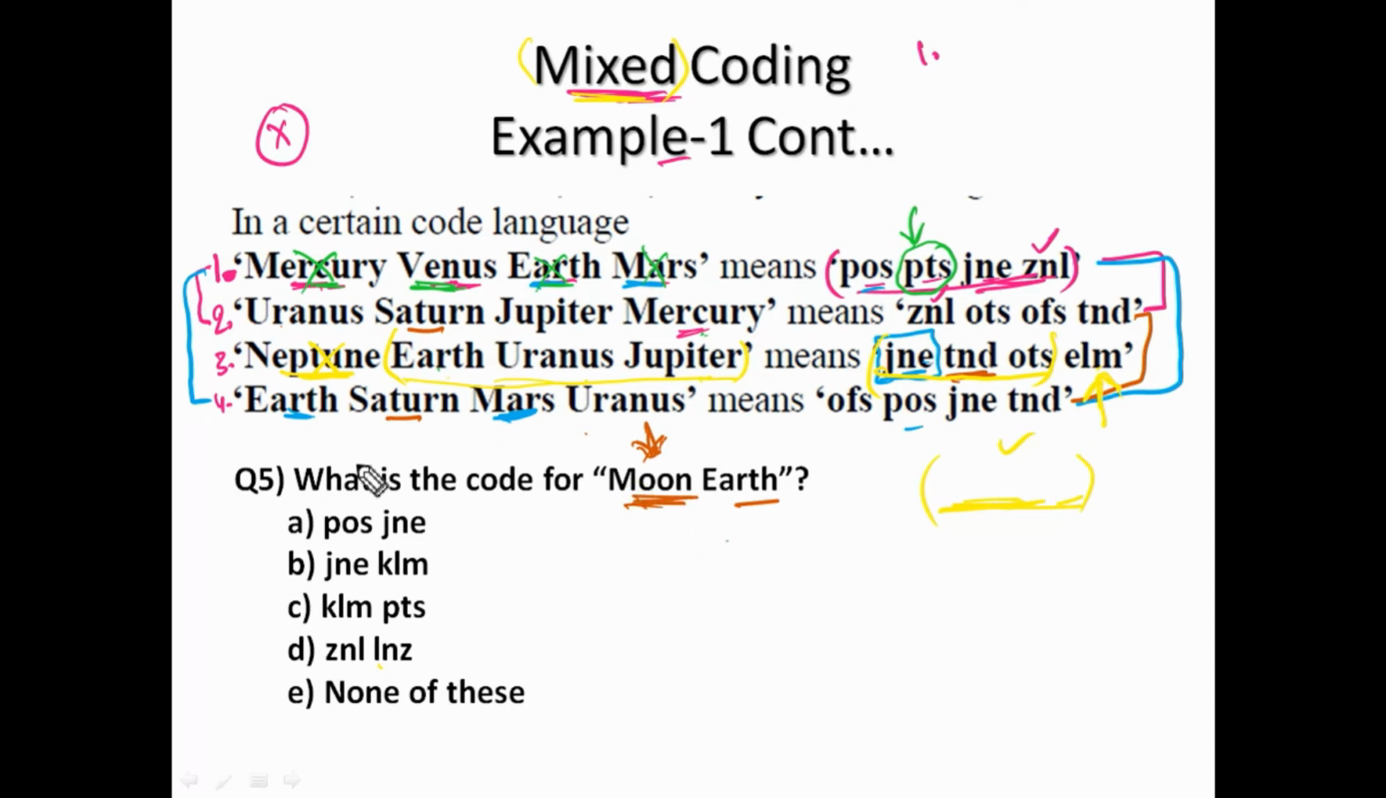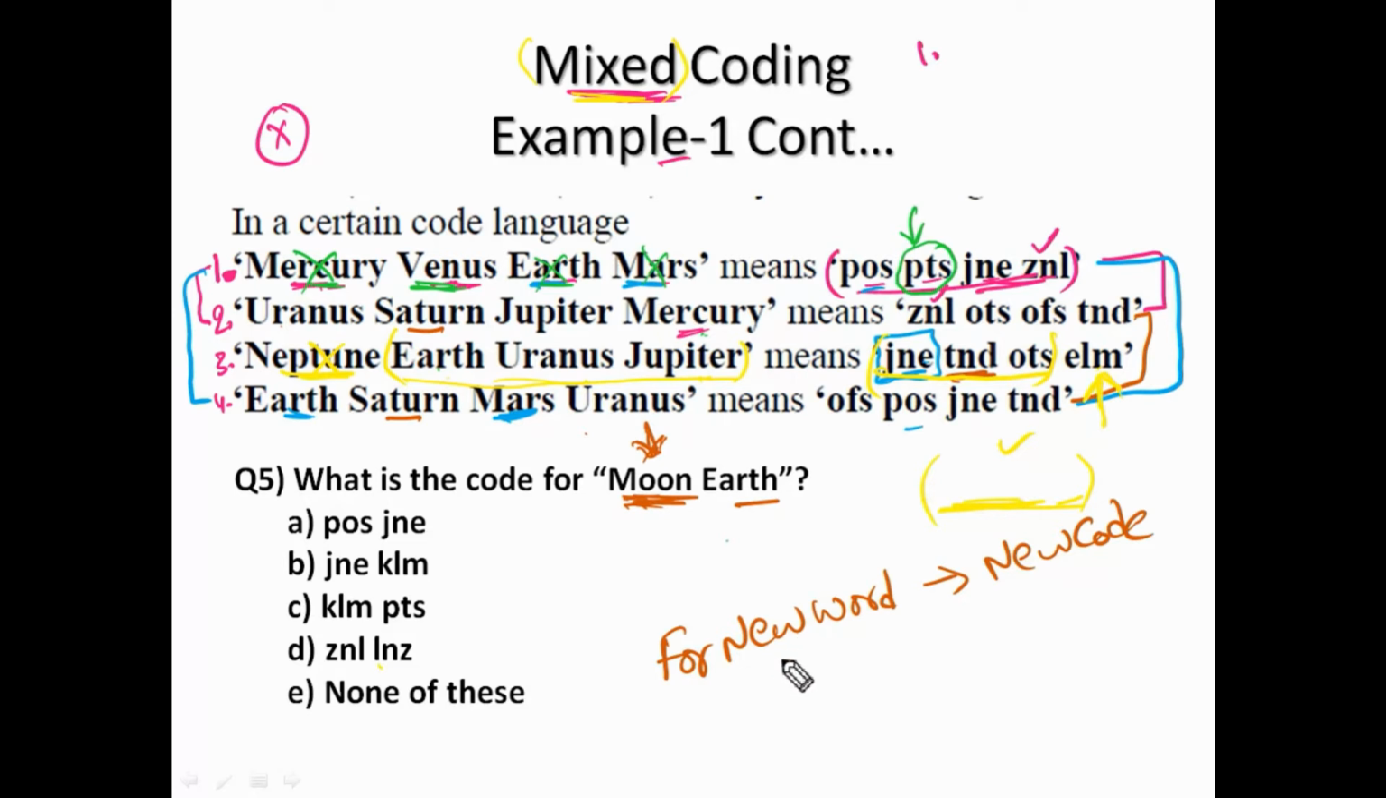The intention behind this type of question is, I have given a new word, so you should find a new code, you should get a new code in the given options. Okay, so here the hint is, for a new word, search for a new code.